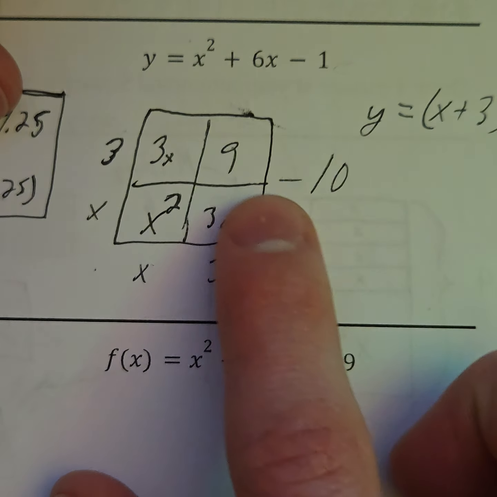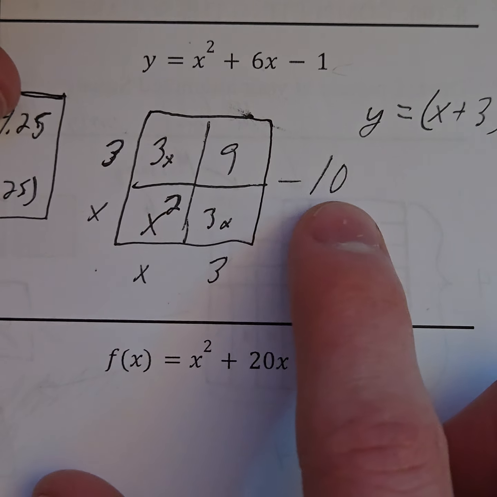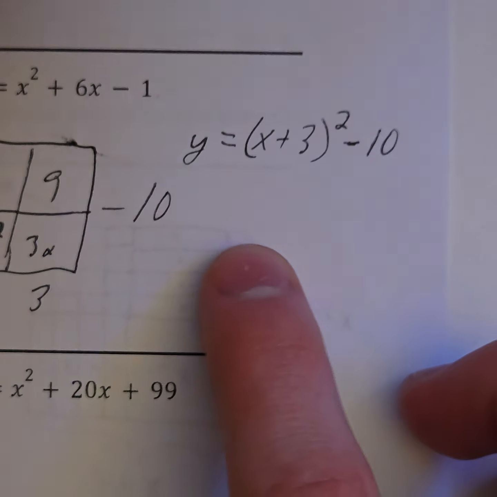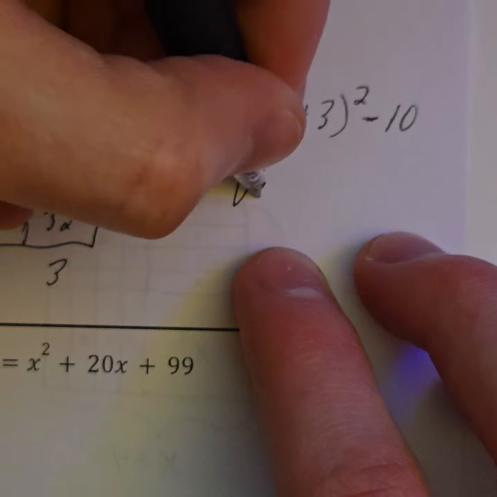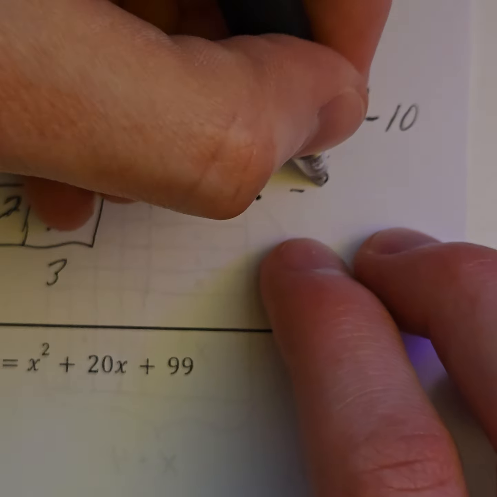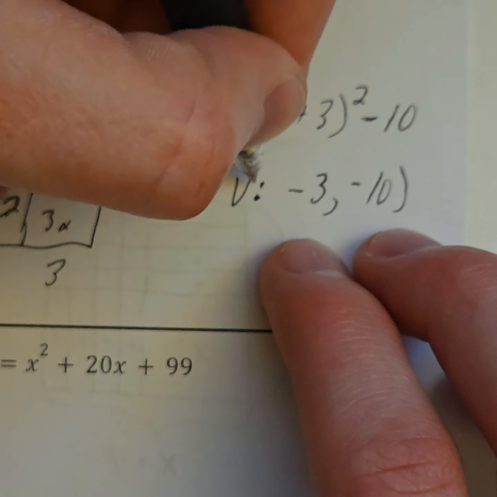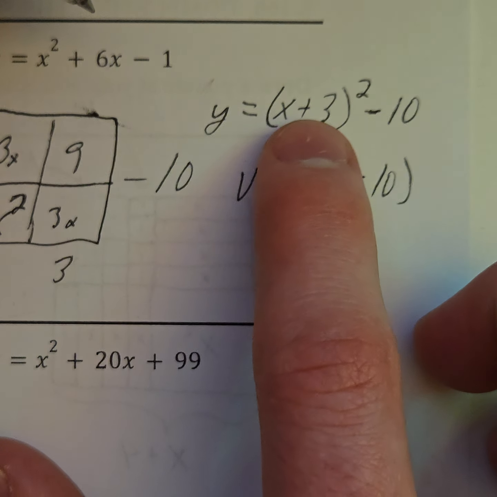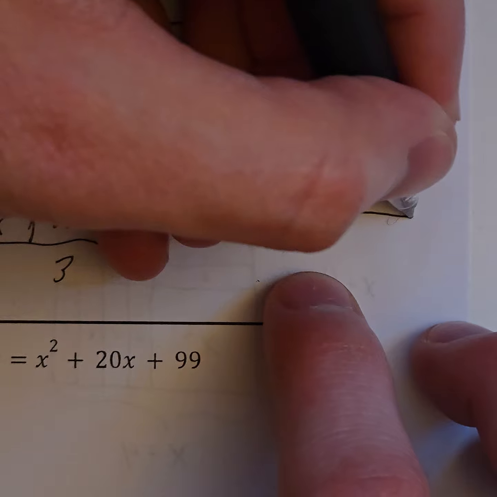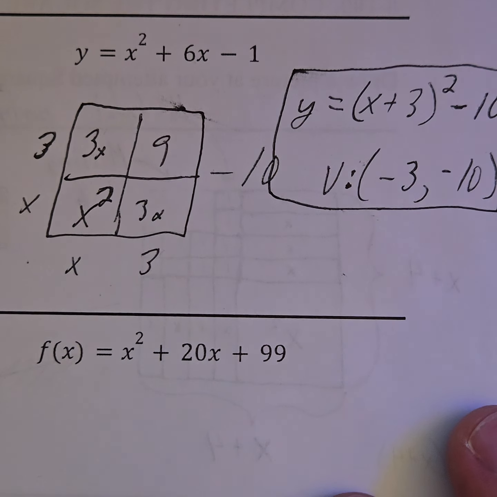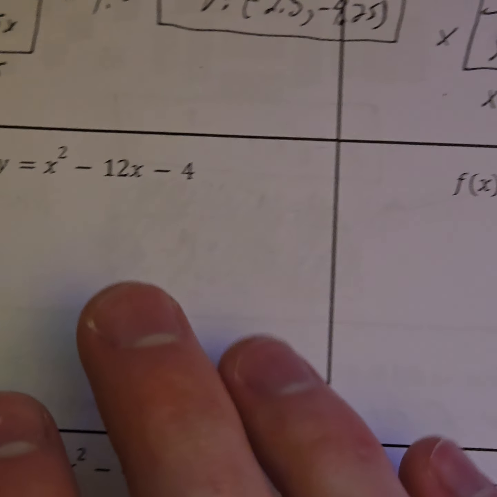Okay, so we got x plus 3 squared, and then we have minus 10 on the outside. Okay, there we go. And our vertex, we're at negative 3, negative 10. There's our vertex. So opposite of positive 3 is negative 3. Keep the negative 10. There you go. All right, you guys have 4 more.